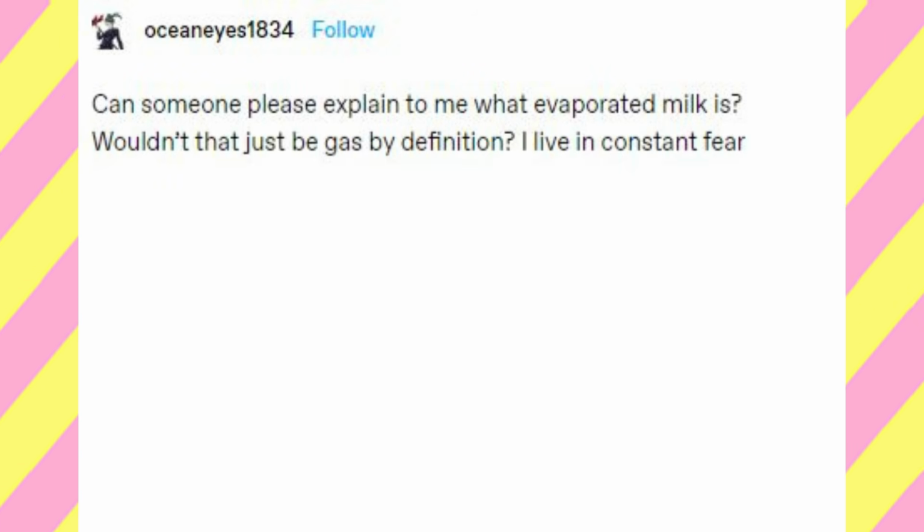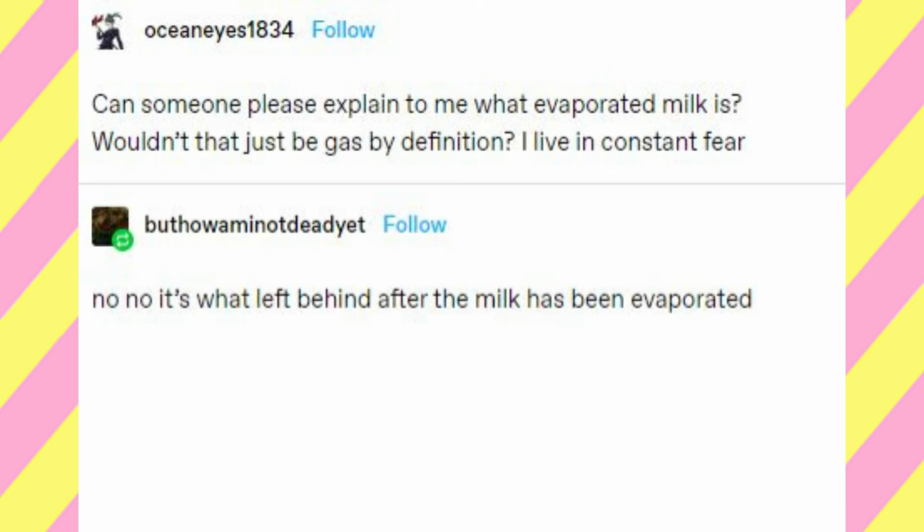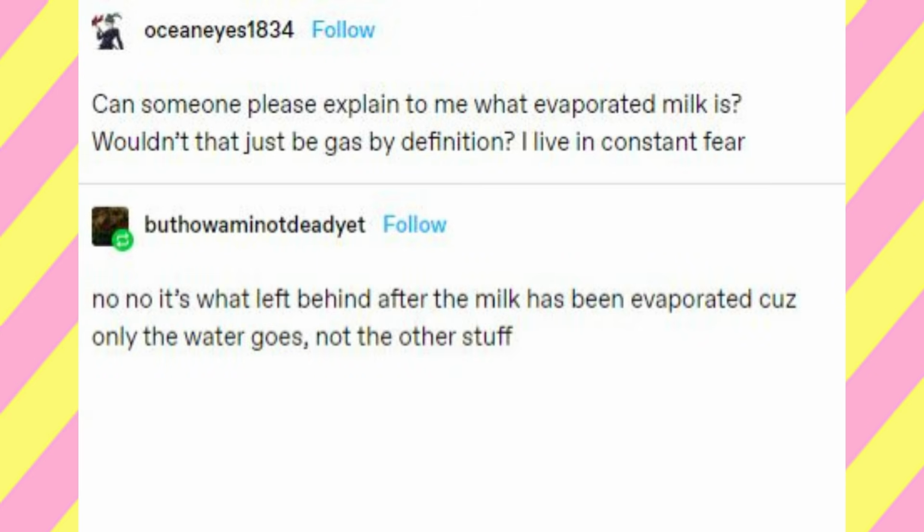Can someone please explain to me what evaporated milk is? Wouldn't that just be gas by definition? I live in constant fear. No, it's what's left behind after the milk has been evaporated, 'cause only the water goes, not the other stuff.